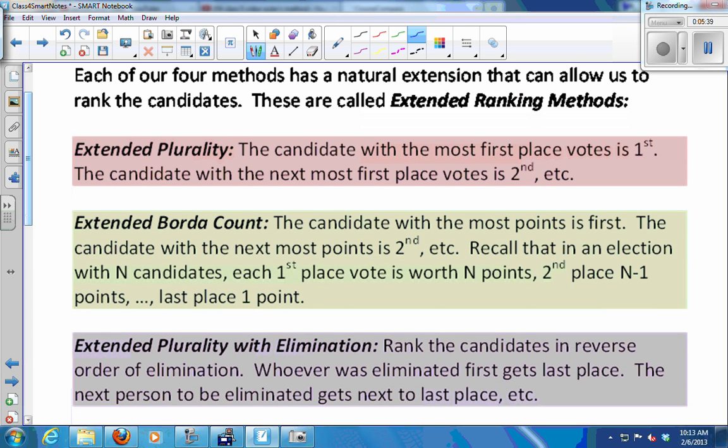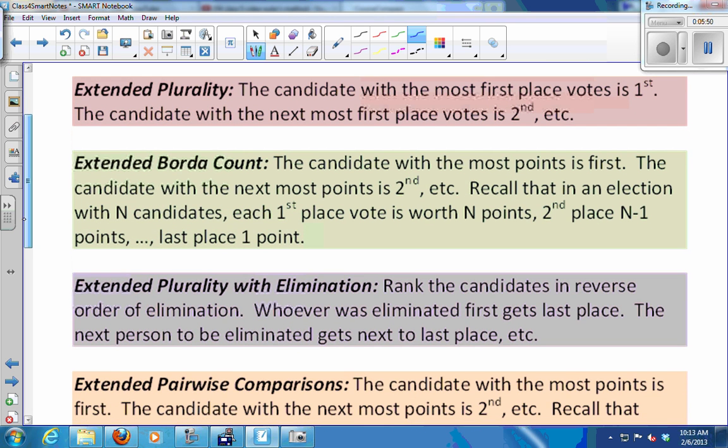Each of the four methods that we've studied allows us to rank the candidates with a really natural extension called extended ranking methods. For extended plurality, the candidate with the most first place votes gets first, the candidate with the next most first place votes gets second, etc. You do the same thing with Borda count. Whoever has the most points in Borda count wins, whoever has the second most gets second, third most gets third, etc.